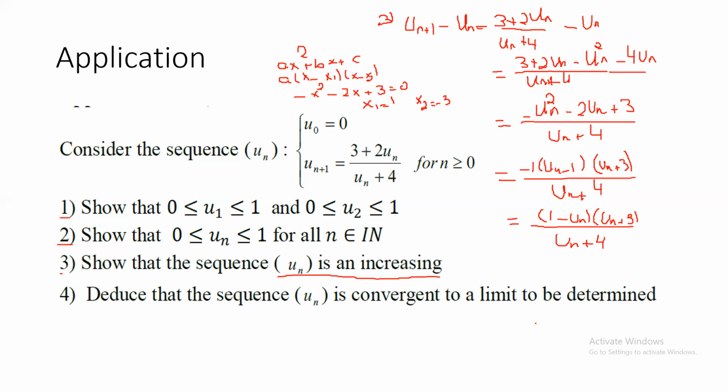I know that UN is between 0 and 1. يعني هيدا positive. UN plus 3 is positive. UN plus 4 is positive. Well, 1 minus UN is positive because UN is between 0 and 1. So هيدا positive since UN is between 0 and 1. So UN is increasing.